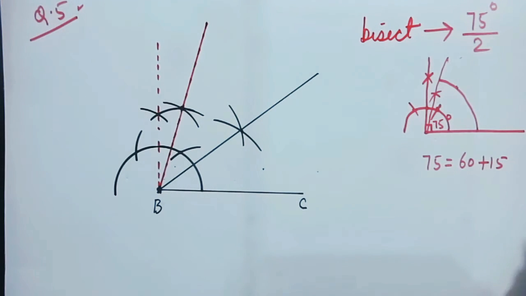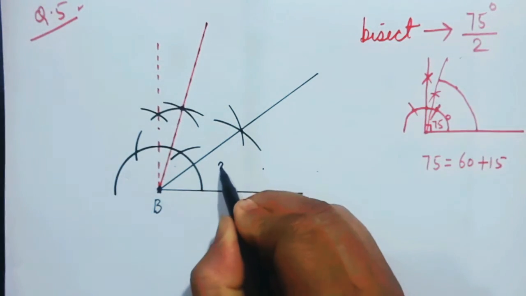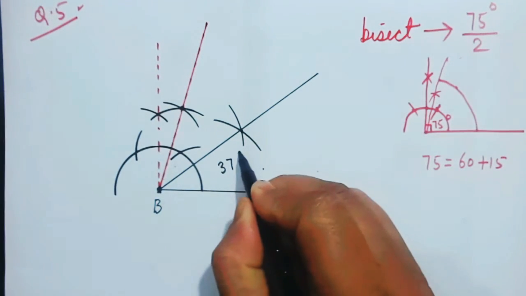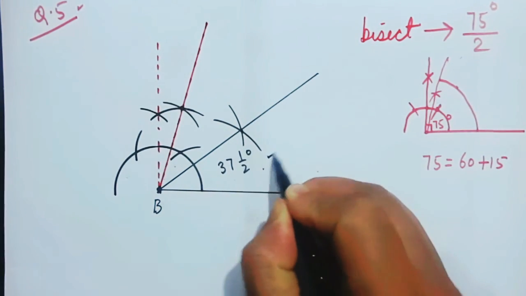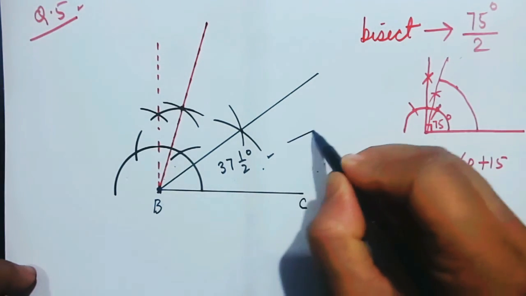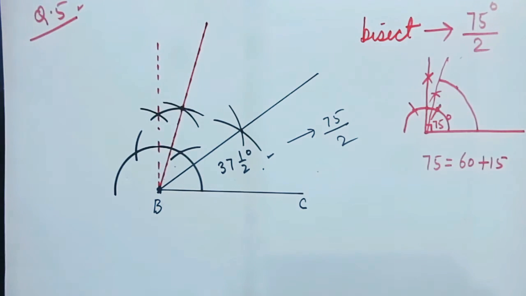Now 75 by 2 is equal to how much? Just remember, isn't it? How much? Okay, 37.5 degree is equal to 75 by 2, or you can write this directly as 75 by 2. Okay, I hope this is loud and clear.